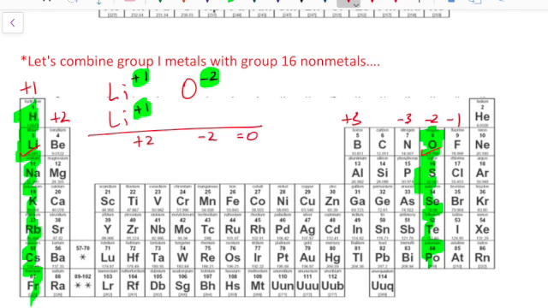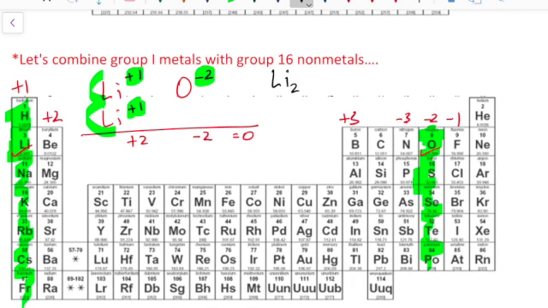Combine the cation and the anion, balance the charges to 0. But now what happens? How many lithiums do I have? I have 1, 2 lithiums. How do I show that in my formula? I'm going to write Li subscript 2 O. Now notice a few things. The subscript is part of the formula, lithium oxide. The charges go away. We use the charges to tell us how many we need and to get it to balance to 0.